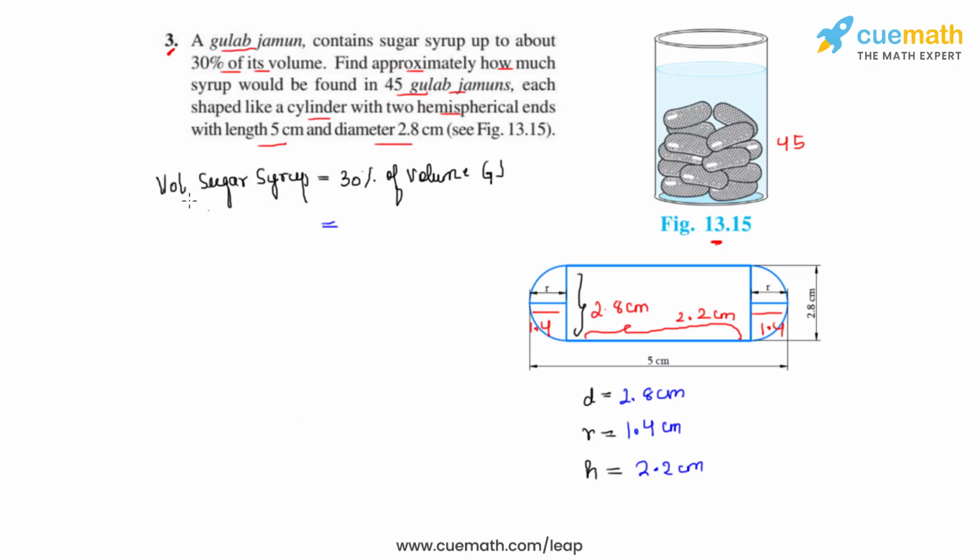As we had already written, the total volume of the sugar syrup is 30% of the volume of 45 gulab jamuns. We can write it as 30 over 100 times 1127.28, and that on further calculation gives us 338.184 centimeter cube, which on approximation gives us the answer as 338 centimeter cube as the volume of the sugar syrup that we find in one jar which is filled with 45 gulab jamuns.